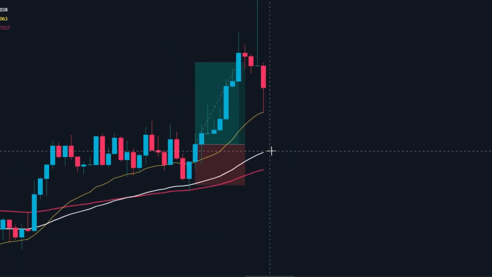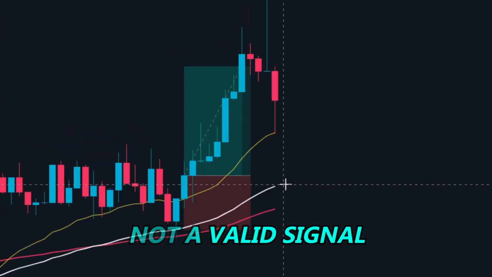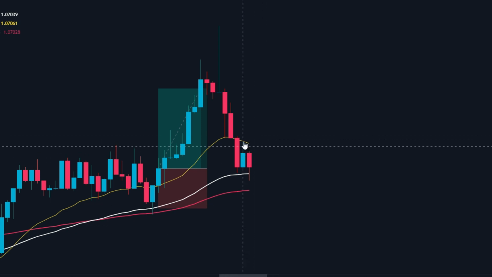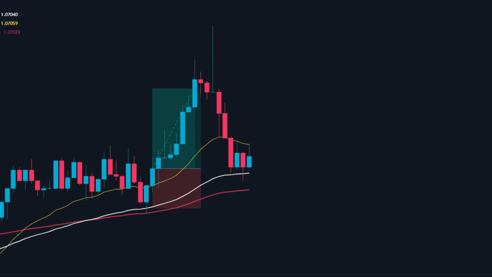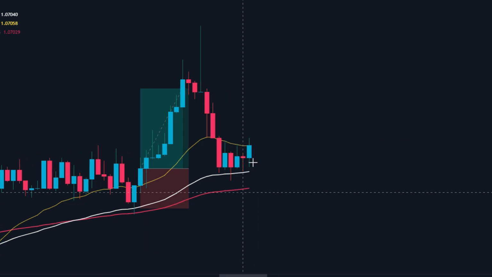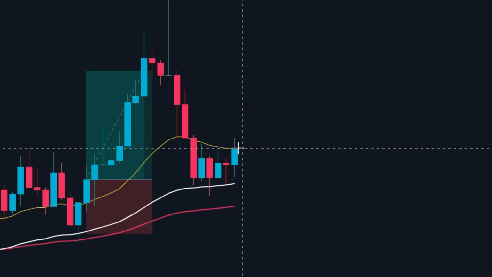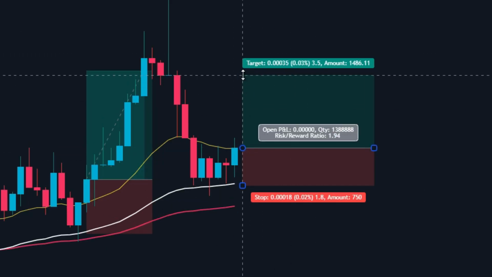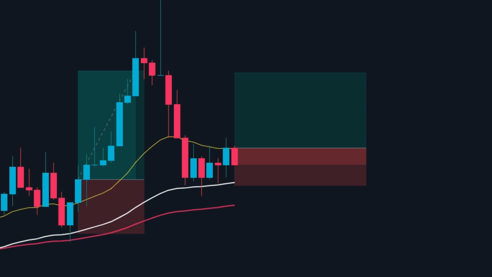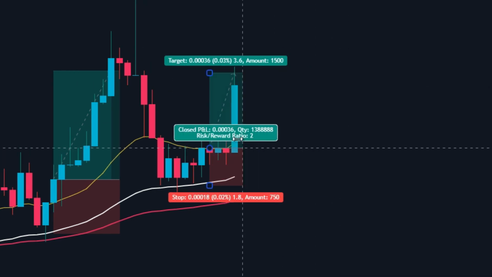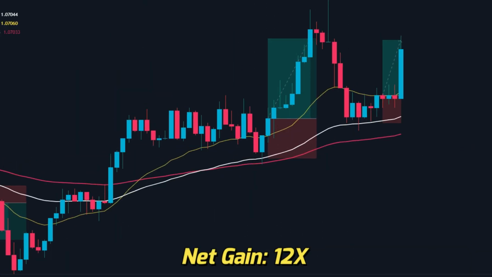Here we have a wick around yellow EMA, but it is not a valid entry. As per the entry rules, we will ignore this signal and keep moving. Here we have a valid entry. So far we took 8 trades and we had 6 winners and 2 losers.